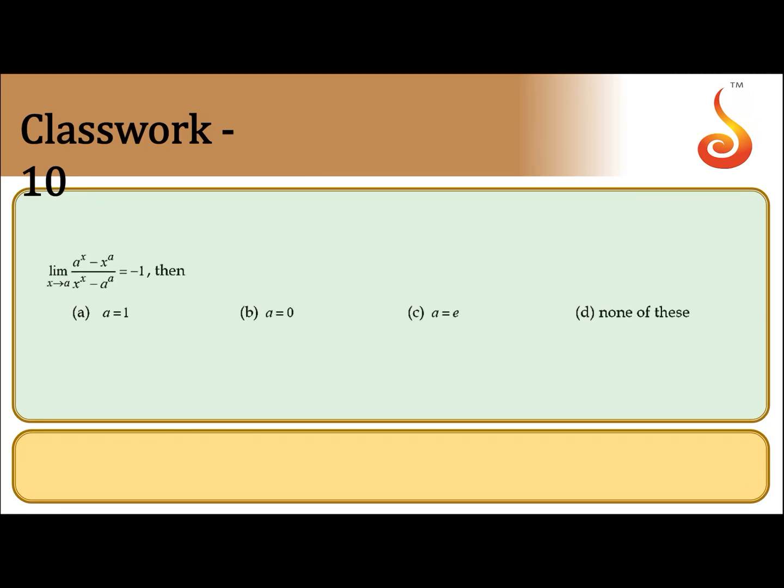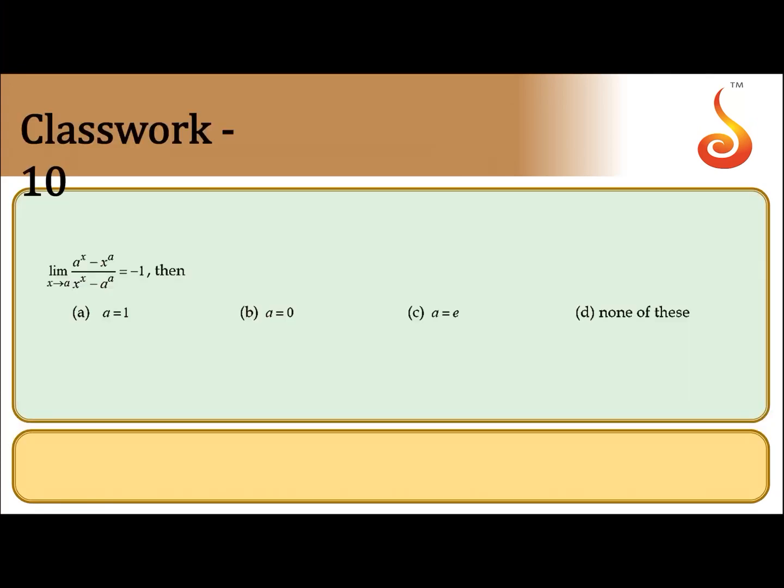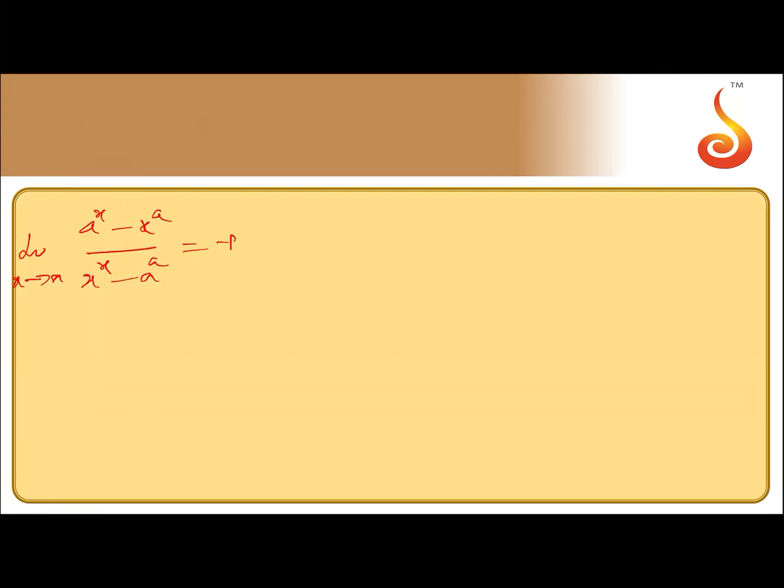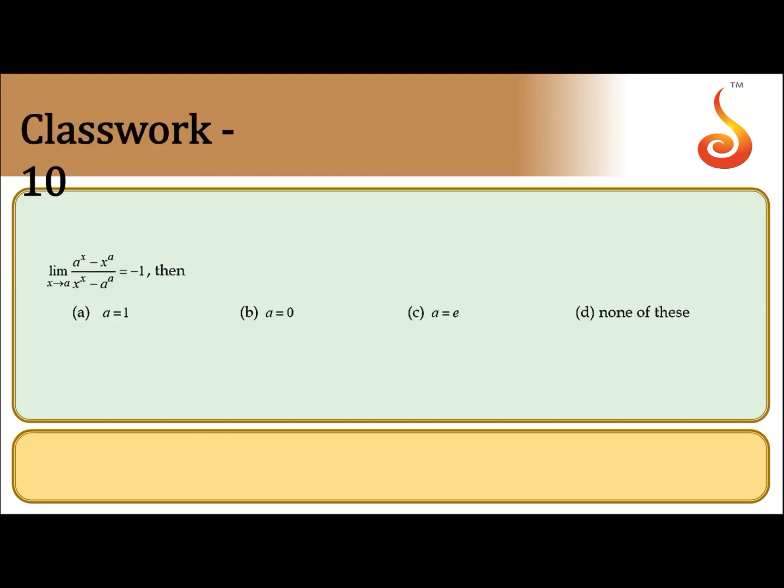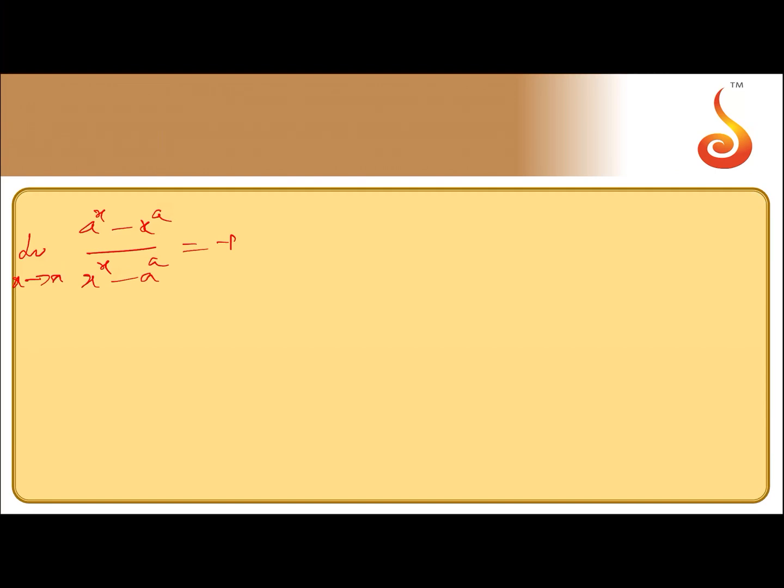Coming to the next one. (a^x − x^a)/(x^x − a^a), limit as x tends to a is equal to −1. So what will be the value of a in this case, if the limit value is −1?